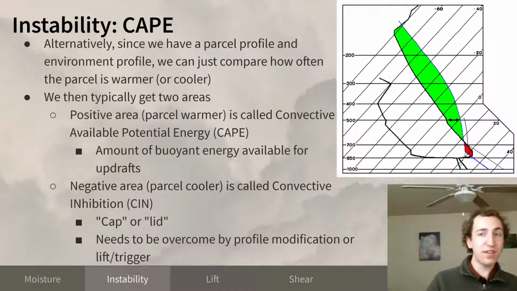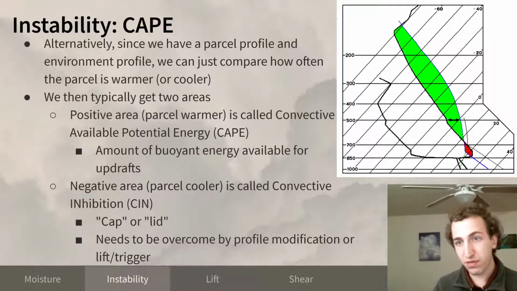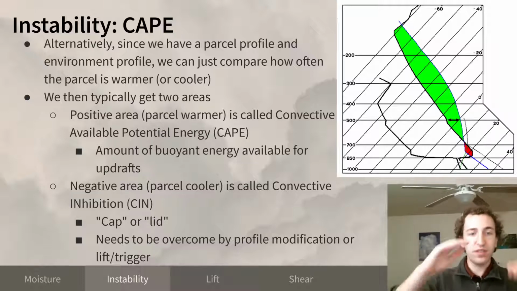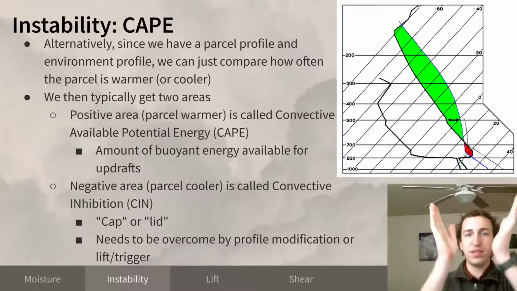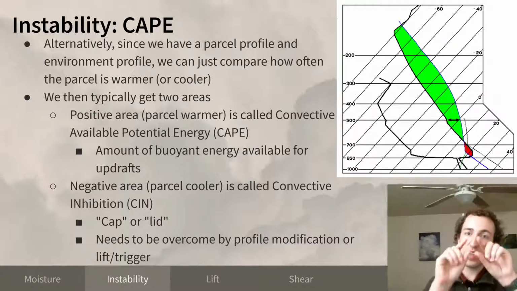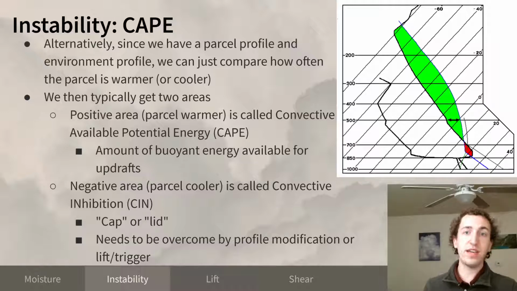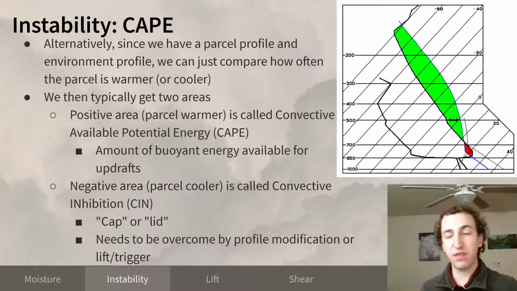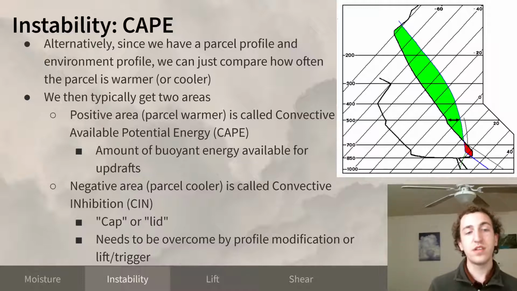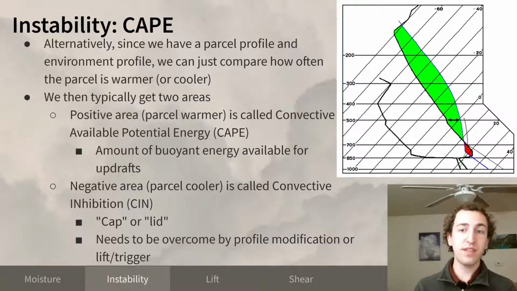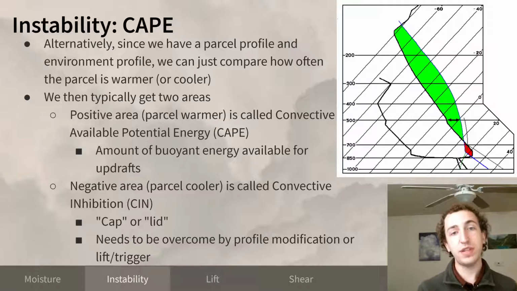If we have the whole parcel profile and the whole environmental profile, instead of comparing just the starting point and then limiting ourselves to a certain slope, or just looking at a certain layer, we can look at the whole profile and just compare where the parcel is warmer, i.e. less dense than the environment, or cooler, that is more dense. So depending on which side the lines are on, we get two areas, typically. The positive area where the parcel is warmer, we call that the convective available potential energy.